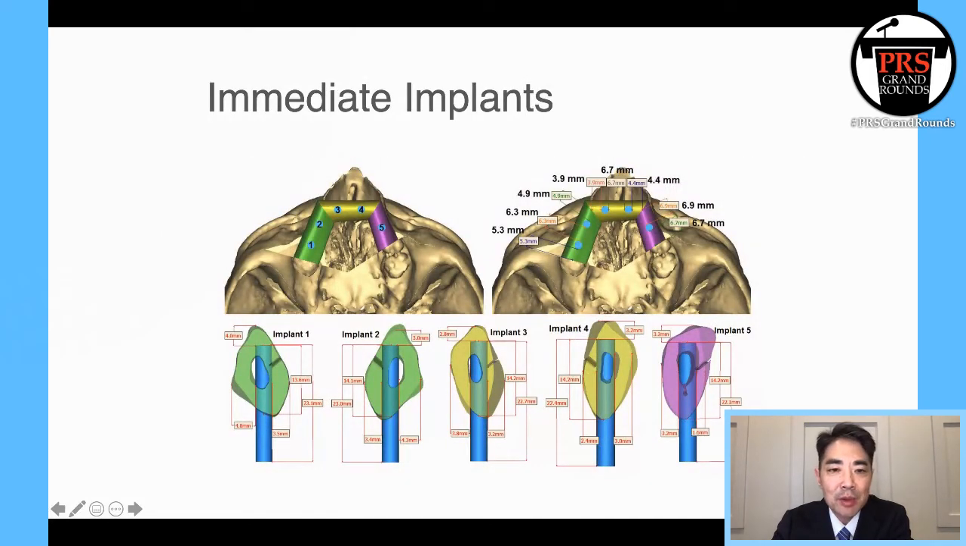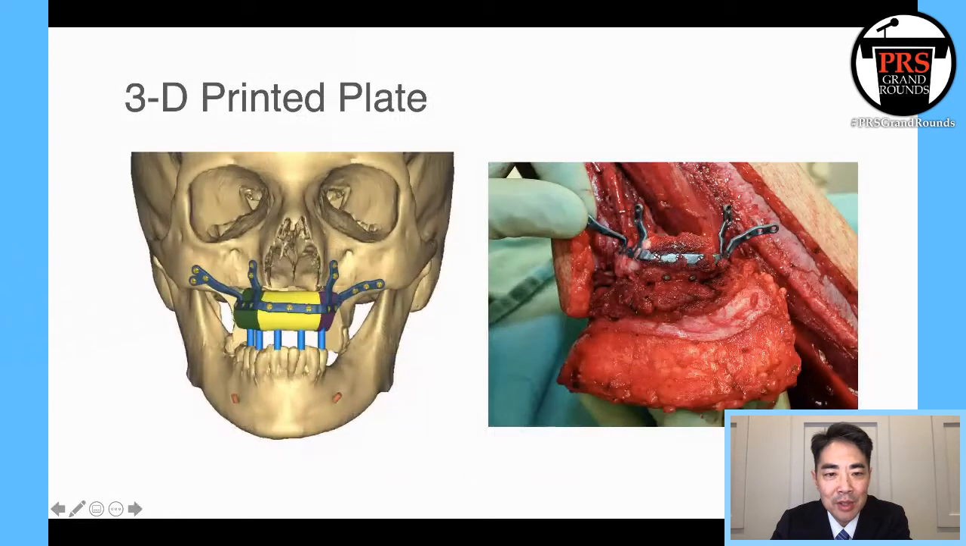Just another example, this time of a maxillary reconstruction. What this shows is not only are we able to space out the implants right where we want them to restore occlusion, but also that we're able to plan the position of the implant within the fibular bone so that it's in the thickest part of the bone, which adds to implant stability. That 3D printed plate allows us to go with virtually any design that we specify.